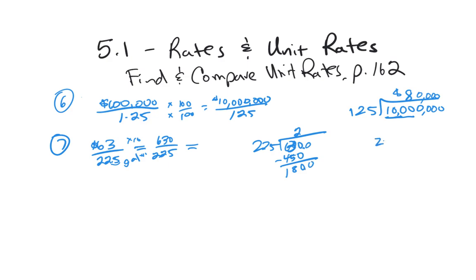Well, what's 225 times, let's try it by 8. 5 times 8 is 40. 16, that's 20. 2 times 8 is 16, that's 18. Oh, there it is right there, okay. So we've got $2.8 or $2.80 per gallon.